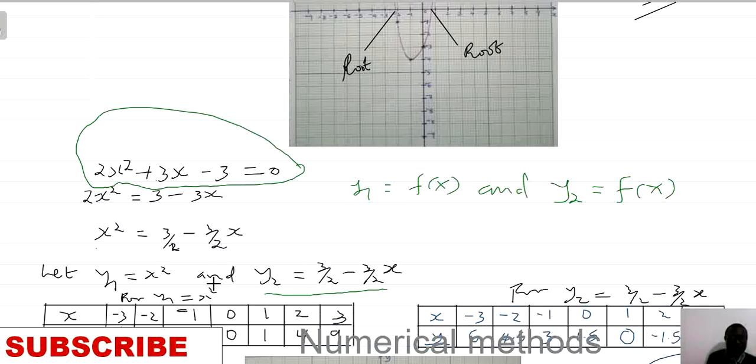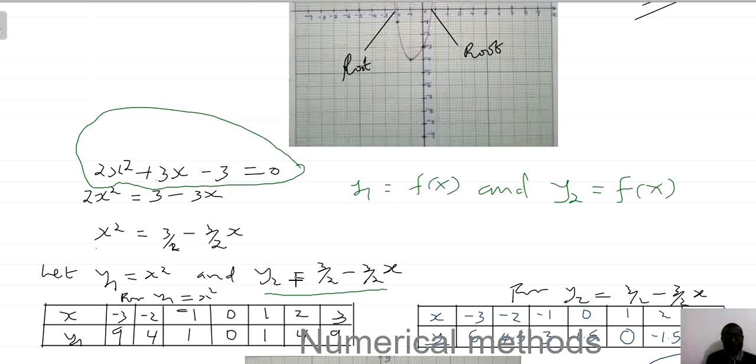+3 squared, you get +9. So this here is for y1, which is equal to x squared. Now for y2, which is here, y2 is equal to 3 all over 2 minus 3 all over 2x.